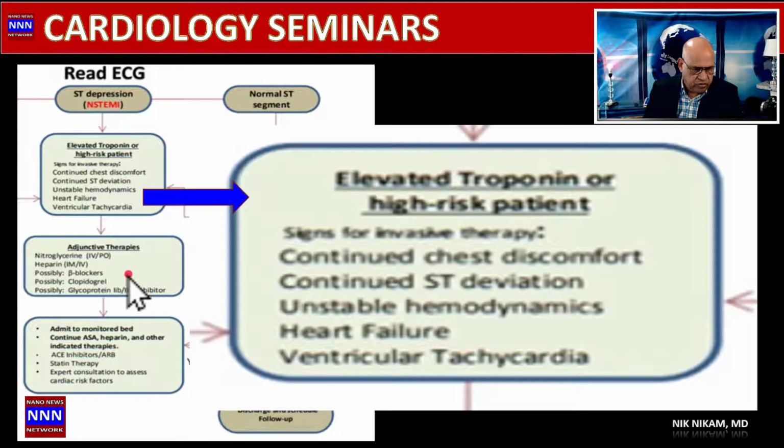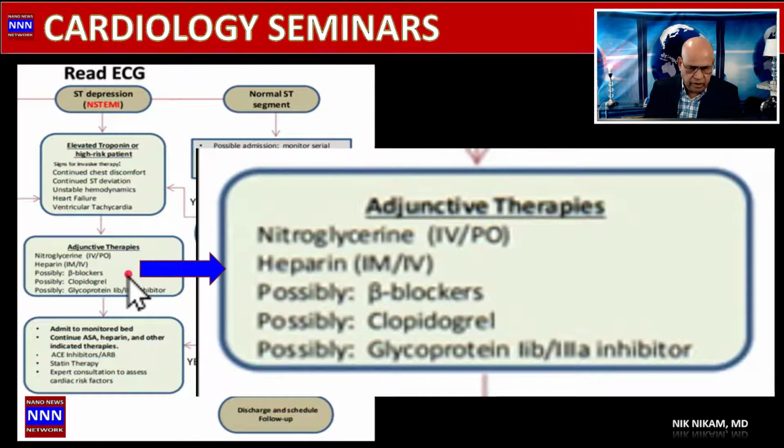Now let's look at this next box, which is adjunctive therapy, which we already talked about: nitroglycerin, heparin, beta blockers, and some places they give clopidogrel even before doing any procedures. It all depends upon your institutional protocol.